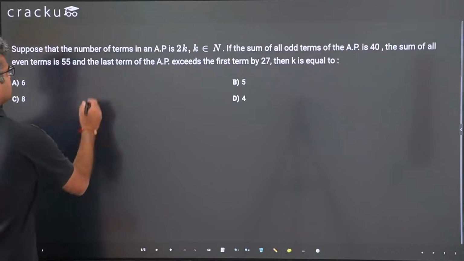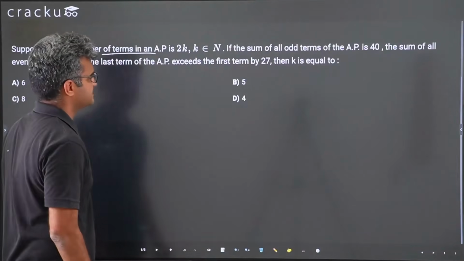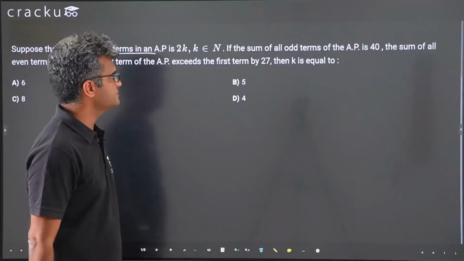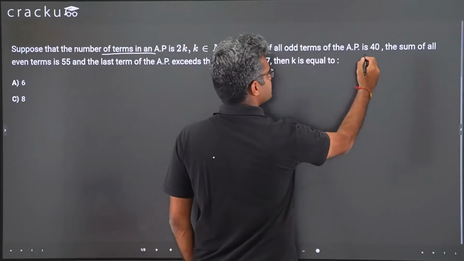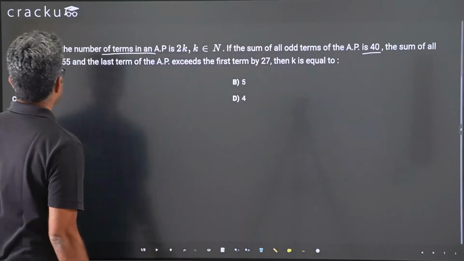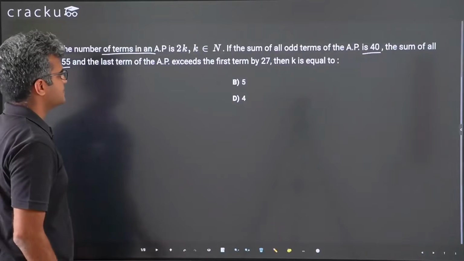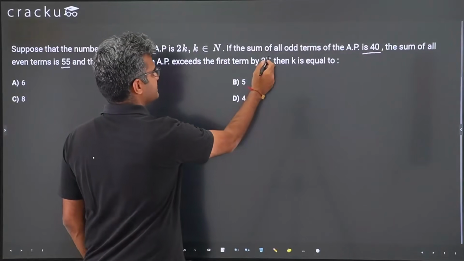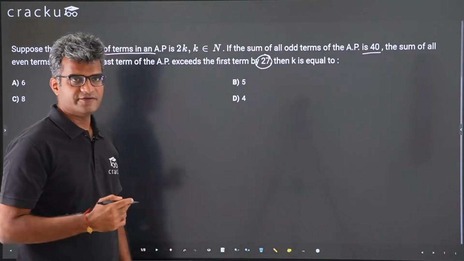In this question, we are told that the number of terms in an arithmetic progression is 2k, so they are an even number of terms. The sum of all the odd terms is 40, and the sum of all the even terms is 55. The last term of the arithmetic progression exceeds the first term by 27. We are required to calculate the value of k.